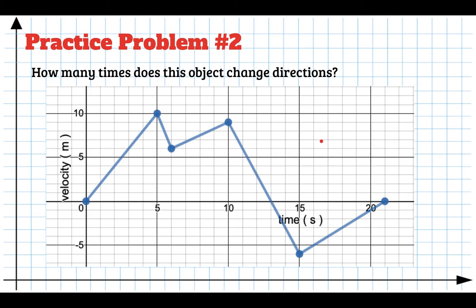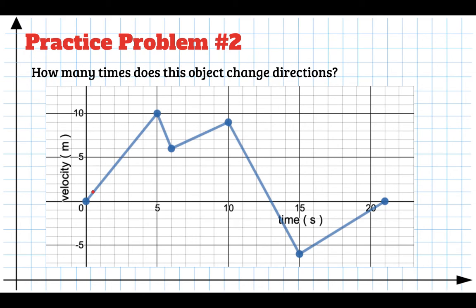Okay. All right, so this is a tricky question. And the AP seems to like questions like this, at least from looking at past year's questions. How many times does this object change directions? So you desperately want to think that every time you see one of these corners in the graph that it changed direction. But that's not actually true.